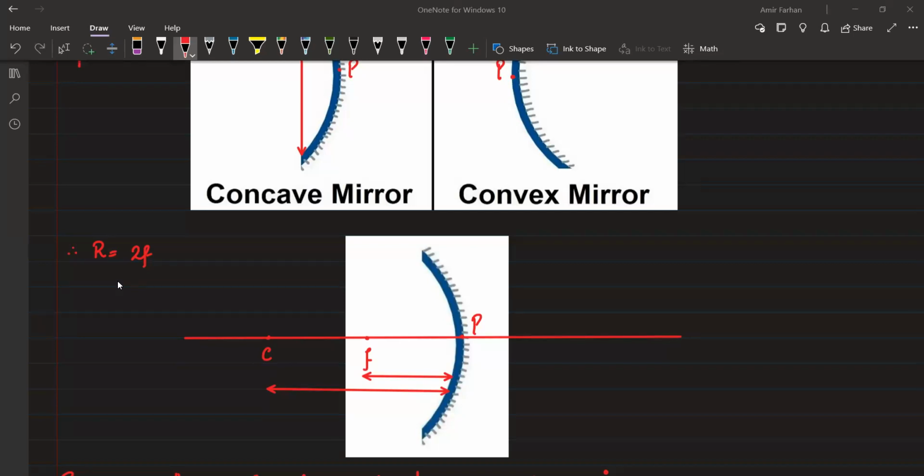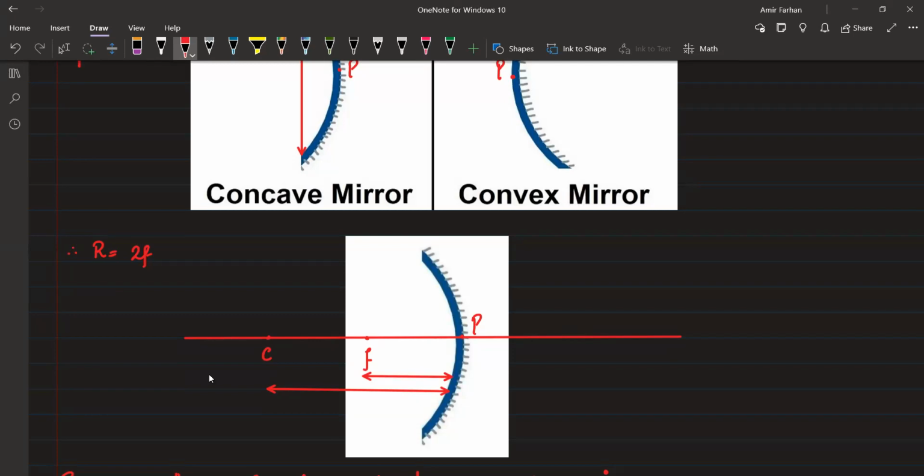Yes, sir. Okay, and if your focal length is given and you have to calculate the radius of curvature, what will you do? Multiply it by 2 to get the radius. Yes, very good. So this is a very important formula.